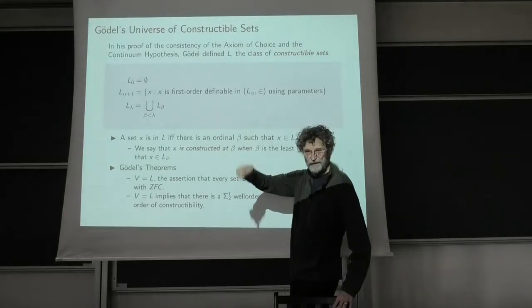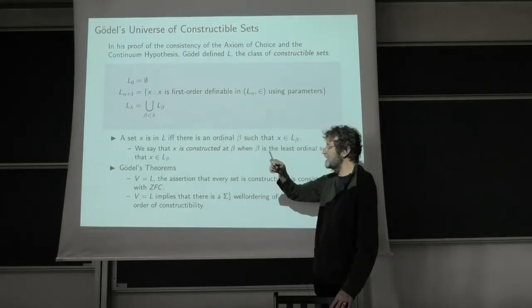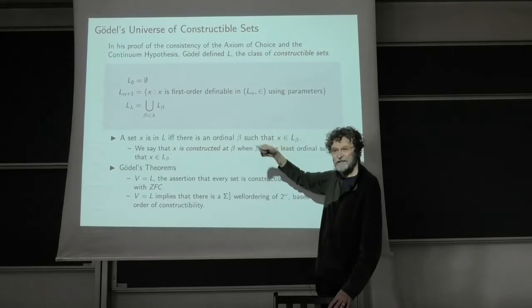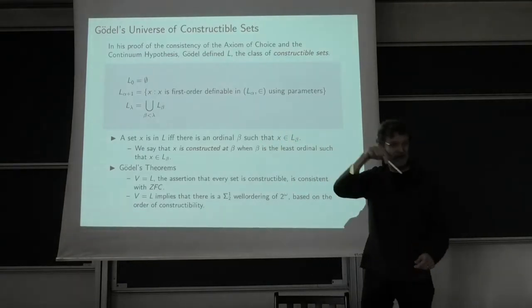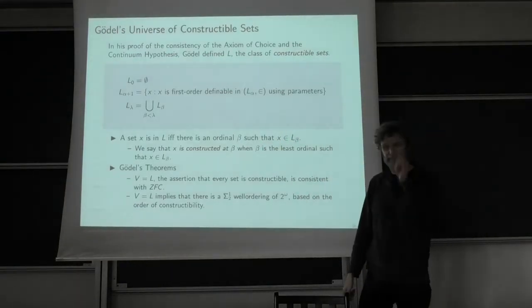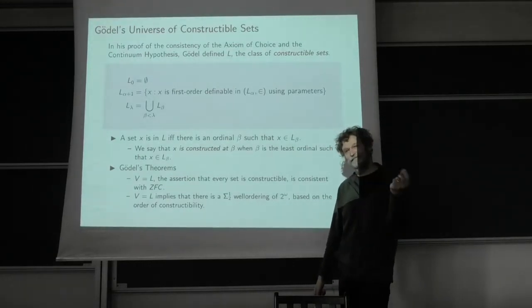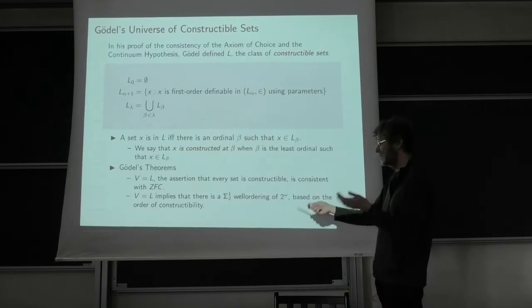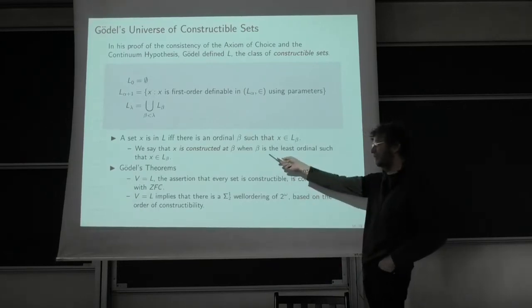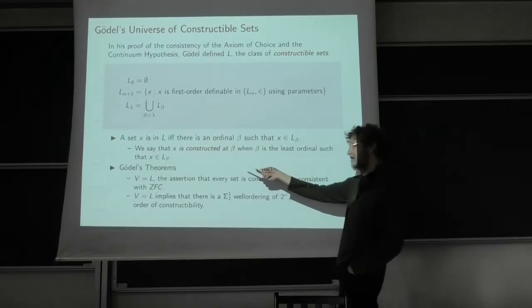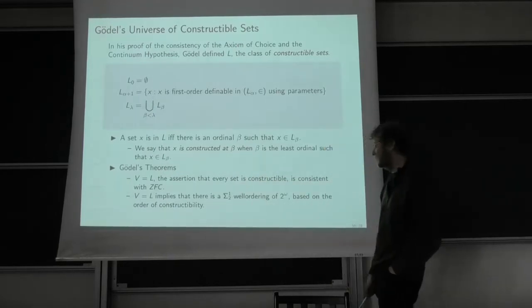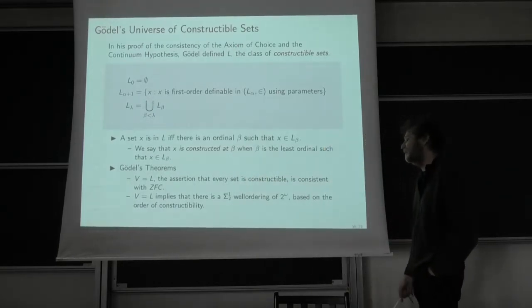The ordinals are well ordered. So if a set is inside L, there's a stage, a least stage where it enters. The set of stages such that X belongs to L beta has a least element. So you say that X is constructed at beta if beta is least such that X is in L beta. So what did Gödel show?